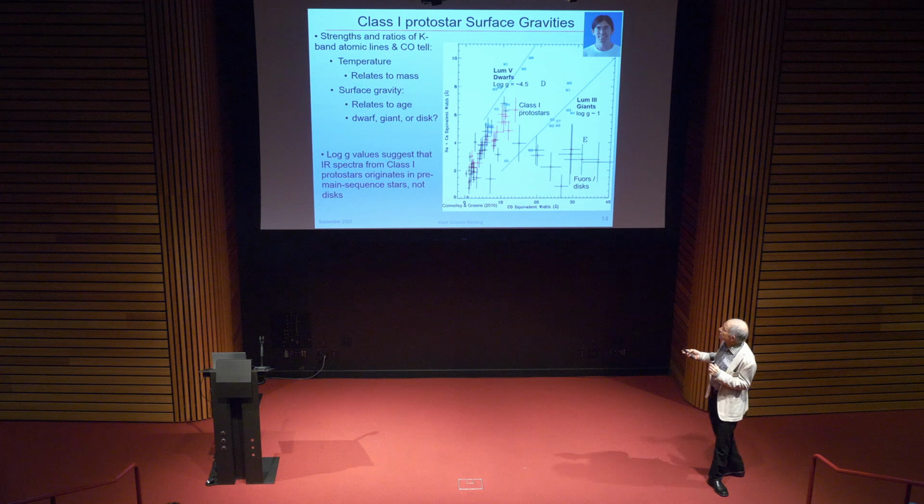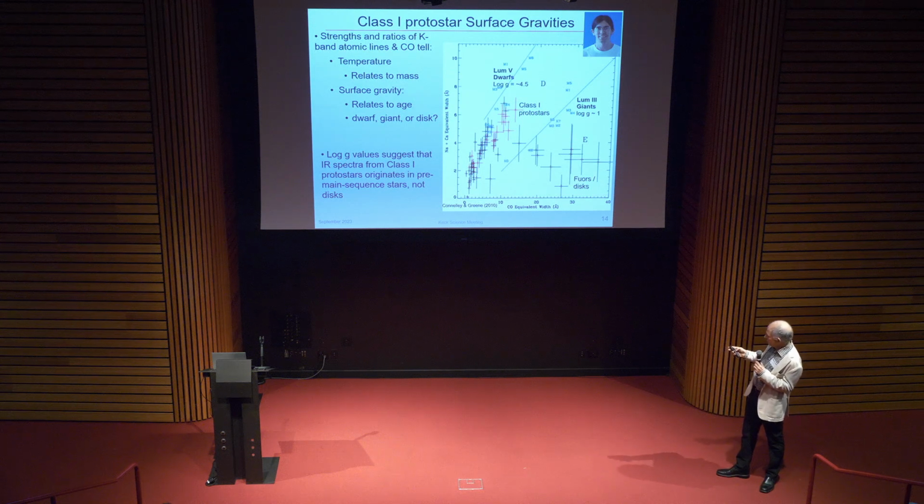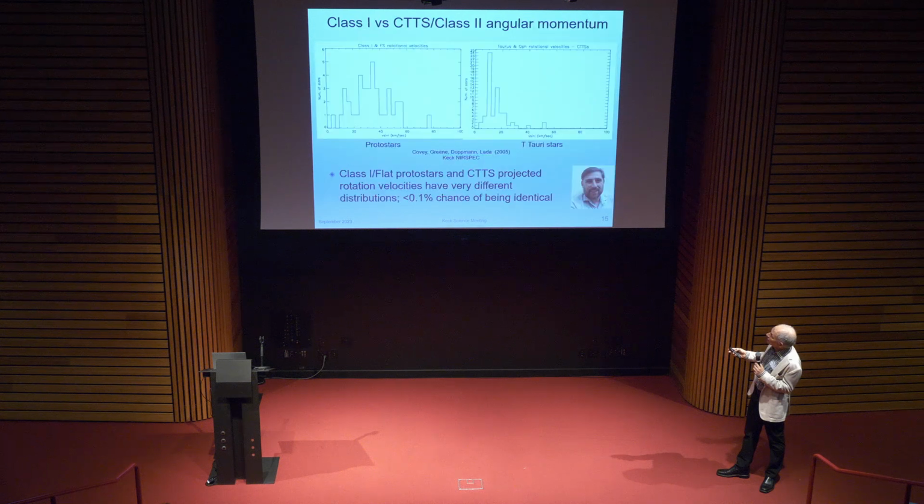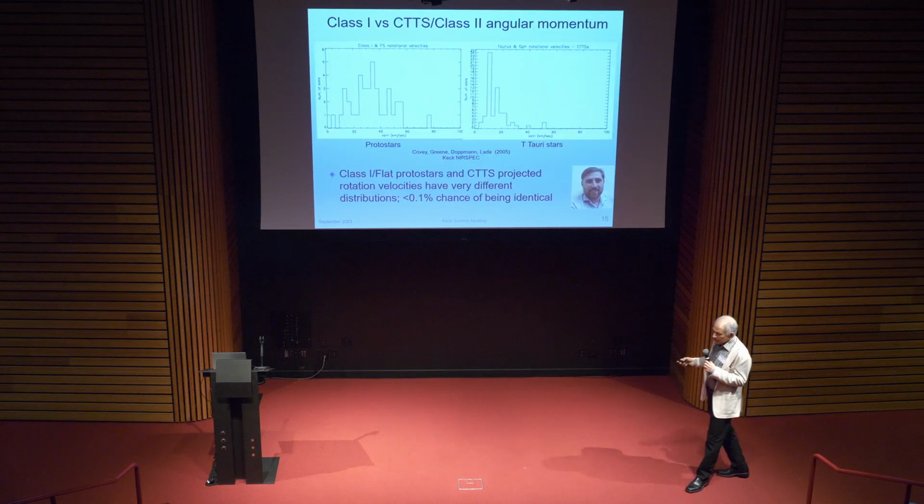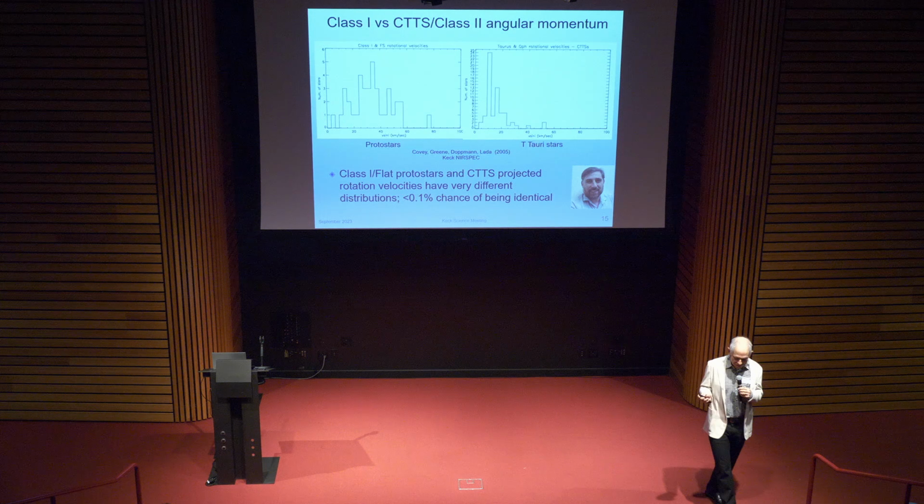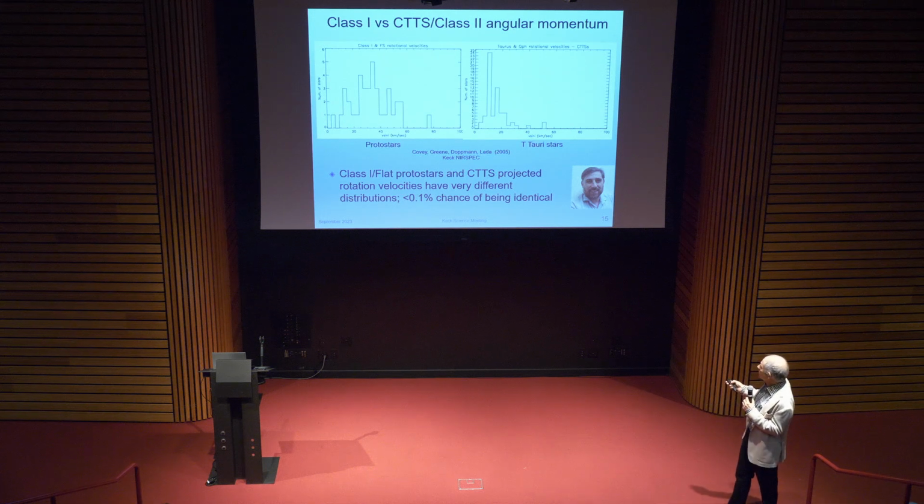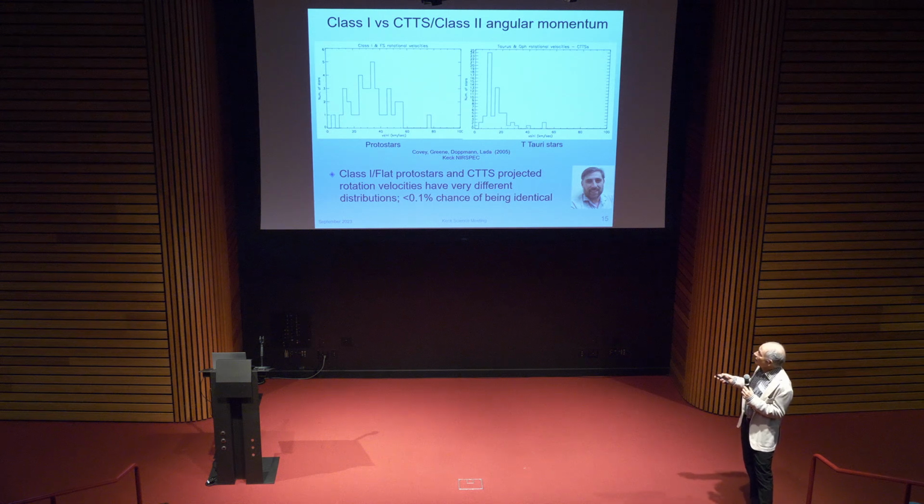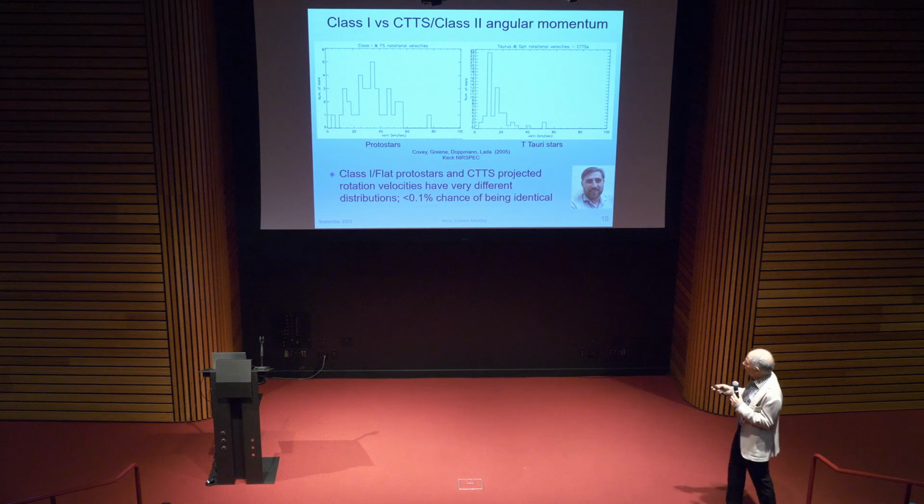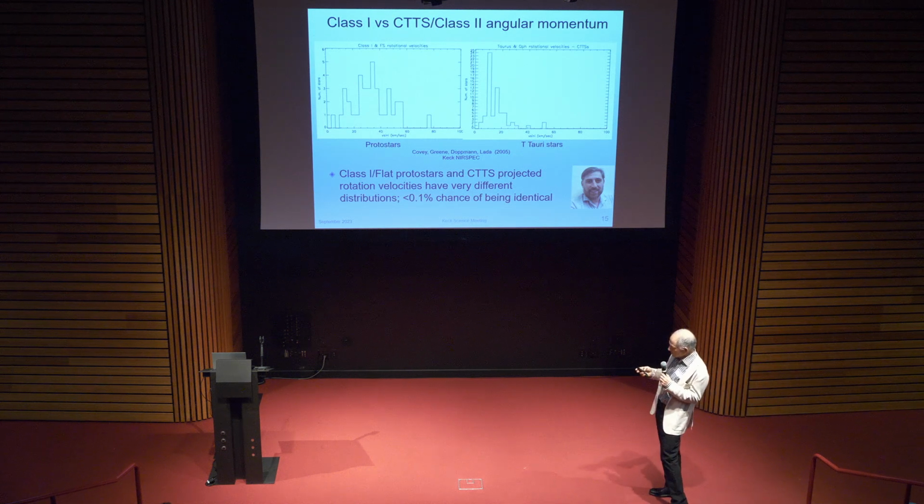objects. This is a study done by Mike Connelley. This is actually IRTF data, but Mike is now a support astronomer at the IRTF. Then angular momenta. This was an interesting study. Using the NIRSPEC data, Kevin Covey led this study and found that the protostars had much higher v sin i velocity distributions than the more evolved stars. There was less than a 0.1% chance of them being drawn from the same distribution. So it looked like they were rotating substantially faster.